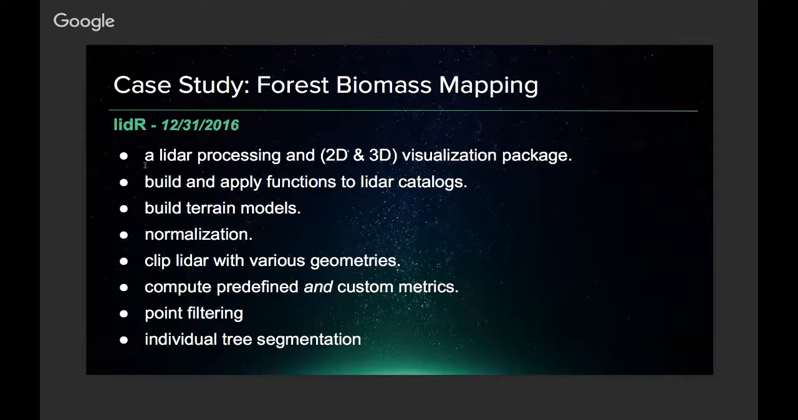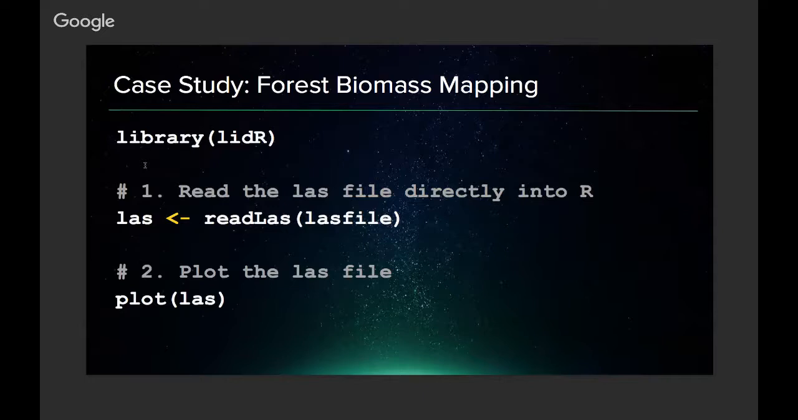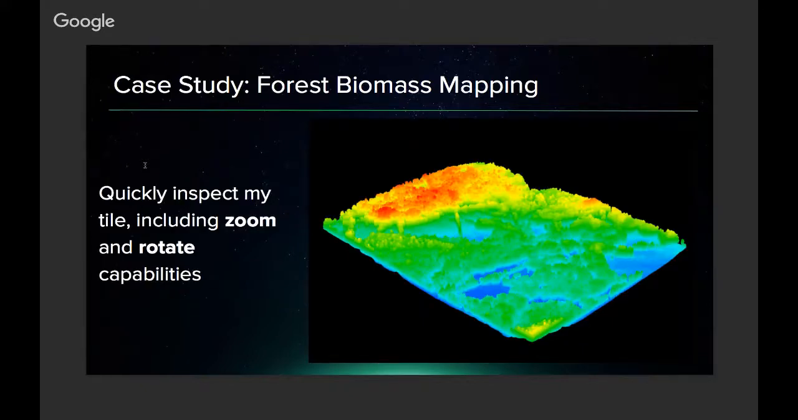But this allowed a lot more functionality. So now I can build terrain models from my LAS files. I can normalize my LAS files, which means remove the terrain, so I just have the height of the vegetation, which is important for biomass mapping. I can clip the LiDAR to my field plots. I can filter. I still can do individual tree stuff if I want to. So this package was a lifesaver. So back to my biomass stuff. Now I can read the LAS file and plot what it looks like if it's small. If it's huge, I don't suggest doing that because, again, R is holding everything in memory.